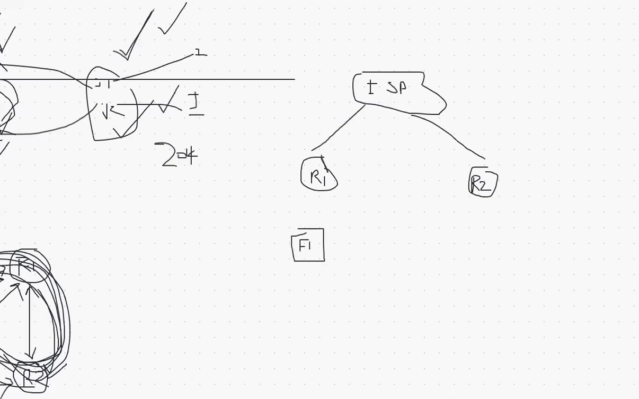That's why I'm marking it as floor 1. This is floor 2. This is floor 3. Let's say there are 4 floors in the data center. Floor 3 and floor 4. So what I'm going to do is a full mesh.